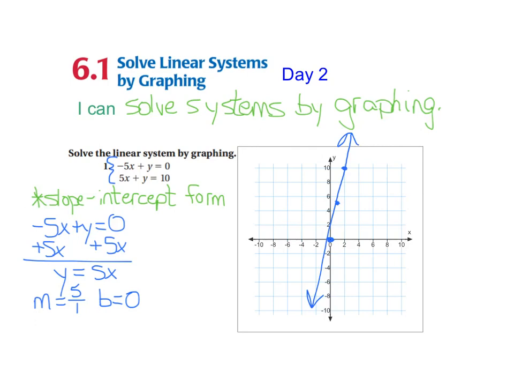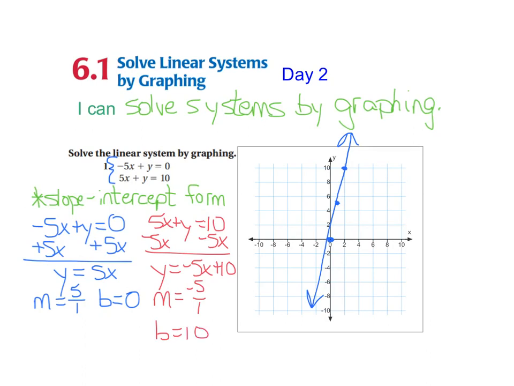Now, let's look at the second line. Let's take 5x plus y equals 10. Let's move that 5x over to put it in slope-intercept form, and I get y equals negative 5x plus 10. So what's my slope? My slope is negative 5 over 1, and my y-intercept is 10. So I plot my y-intercept. I have negative slope this time, so I'm going to go down 2, 4, 5. I'm going to go over 1. Notice that it crosses that line right there.